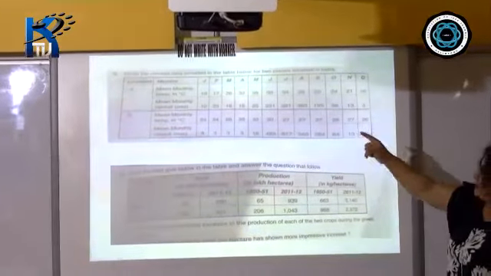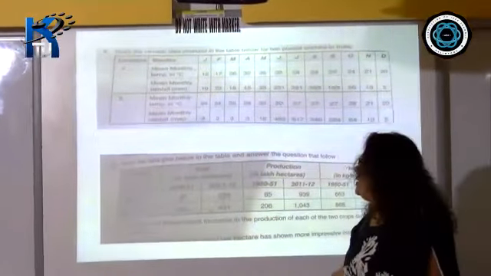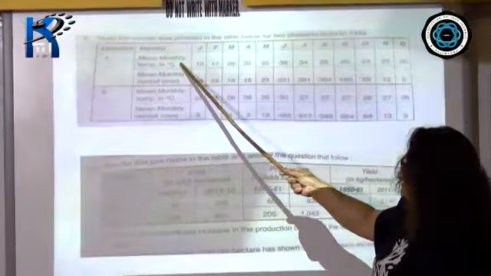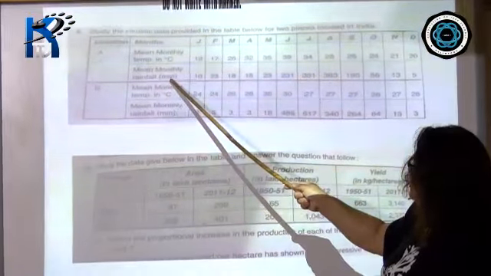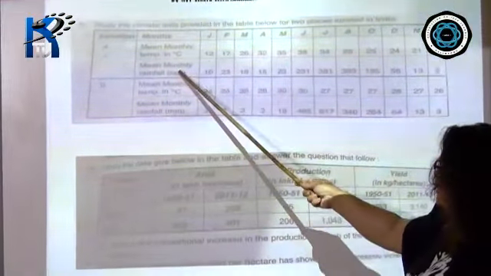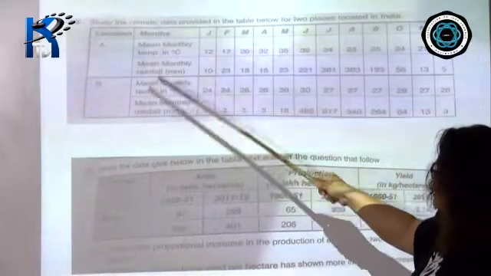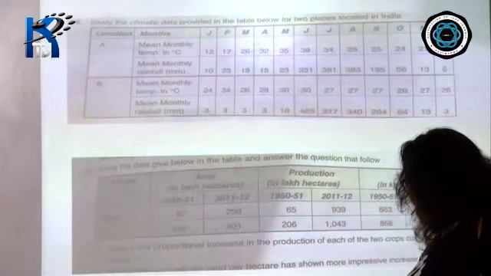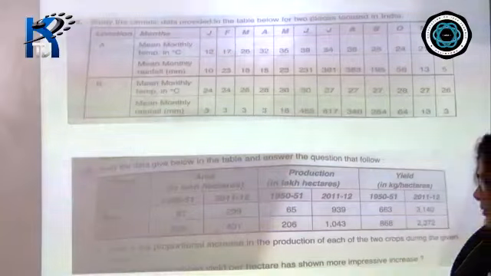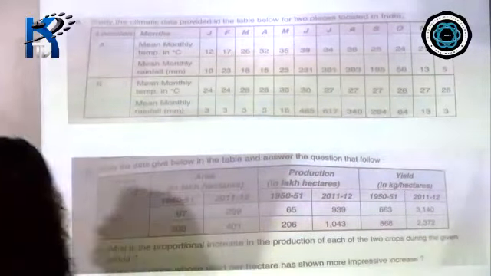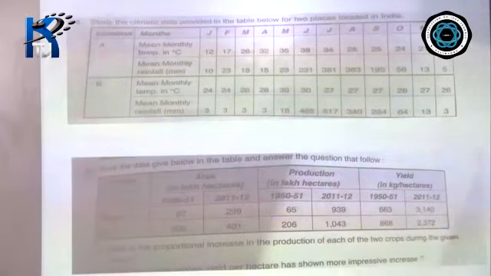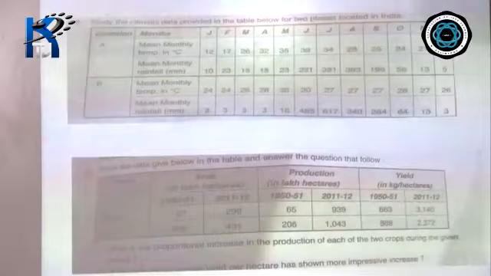They might give you a table like this, station A, station B, with temperatures in degrees Celsius. Out here, the rainfall has been given in millimeters. Mostly it is in centimeters only. So station A and station B have been given out here. What they might ask you is, number 1, they might ask you to find the range of temperature for station A or station B.